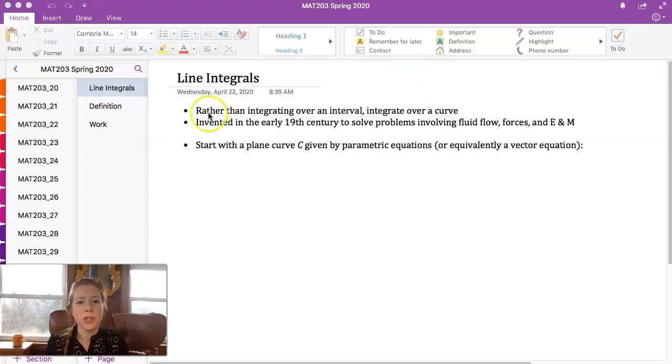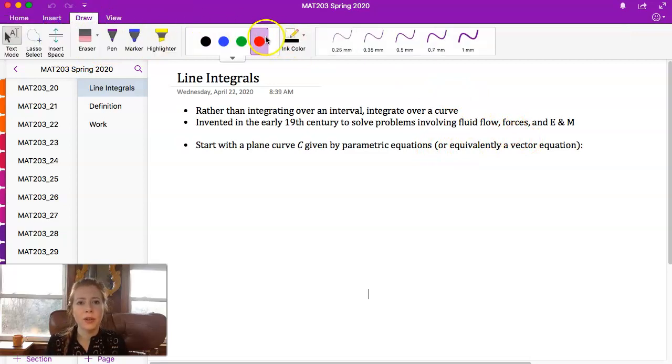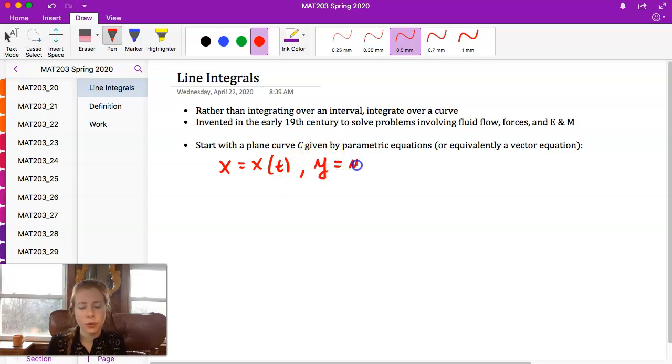So with line integrals, we start with a plane curve denoted by C, given by parametric equations, or equivalently a vector form. So let's look at some parametric equations. For example, x is a function of time, y is a function of time, and we're on some time interval. This is the key difference here: not necessarily just an interval in space. This is an interval in time. And of course, the two are related.